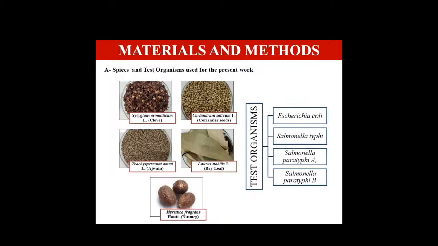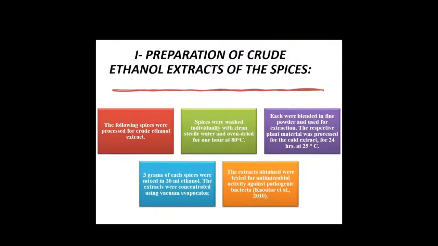Materials and methods. Spices used were clove, coriander seeds, ajwain, bay leaf, nutmeg. Test organisms used were Escherichia coli, Salmonella typhi, Salmonella paratyphi A, Salmonella paratyphi B. The spices were processed for crude ethanol extract. Spices were washed individually with clean sterile water and oven dried for 1 hour at 80 degrees. Each was blended into fine powder and used for extraction. The respective plant materials were processed for cold extraction for 24 hours at 25 degrees Celsius. 3 grams of each spice were mixed with 30 ml ethanol. The extracts were concentrated using a vacuum evaporator. The extracts obtained were tested for antimicrobial activity against pathogenic bacteria.